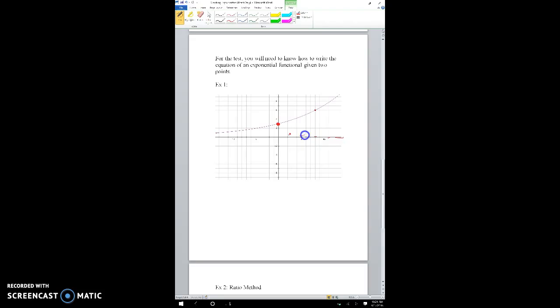The horizontal asymptote is on the x-axis, so that automatically tells you c equals 0. There's nothing added or subtracted, so we are trying to fill in just y equals a times b to the x. Since we can see the y-intercept, we automatically know a. A is equal to 3, which means that now we know the equation we're looking for looks like y equals 3 times b to the x.